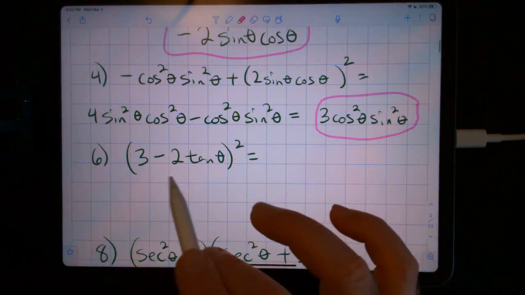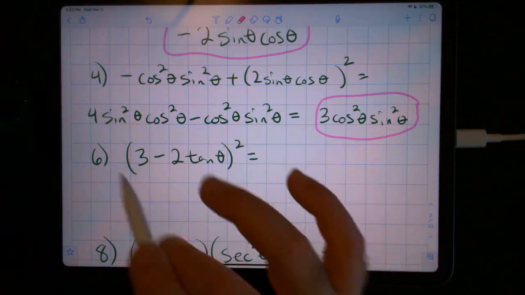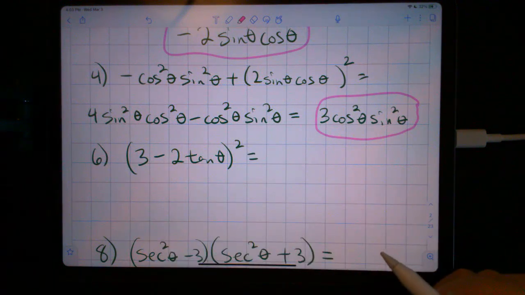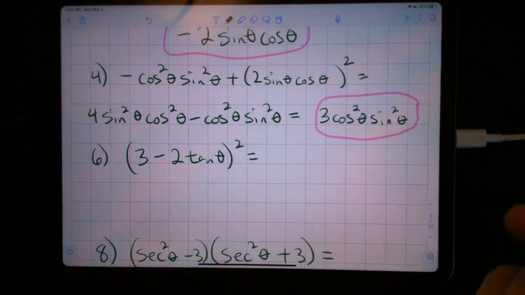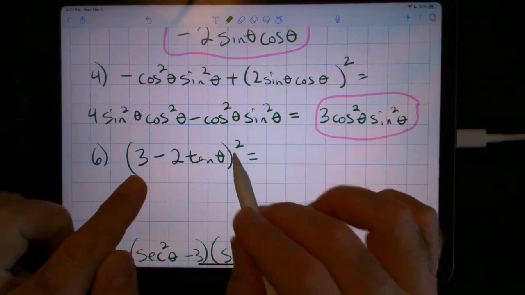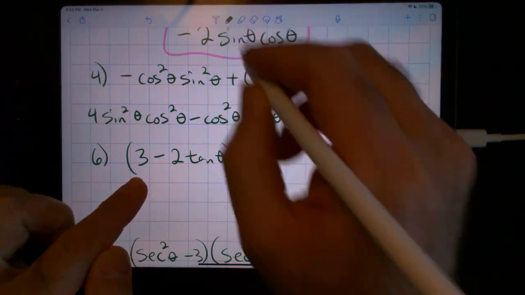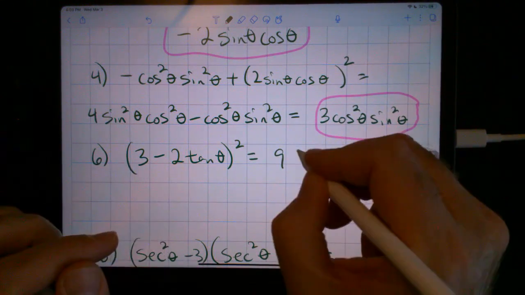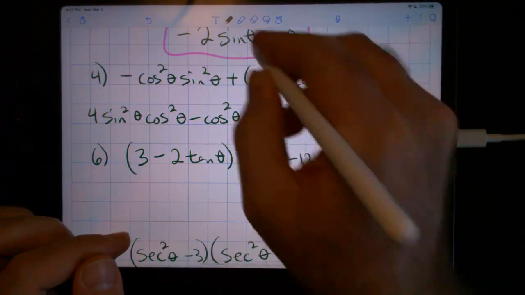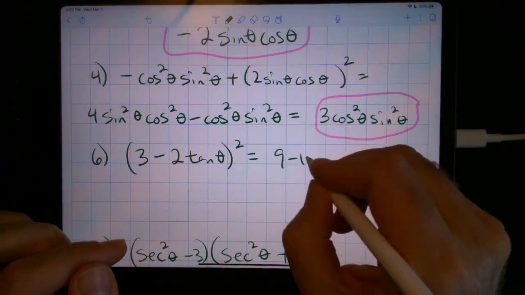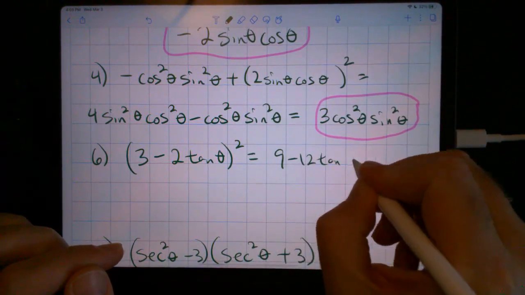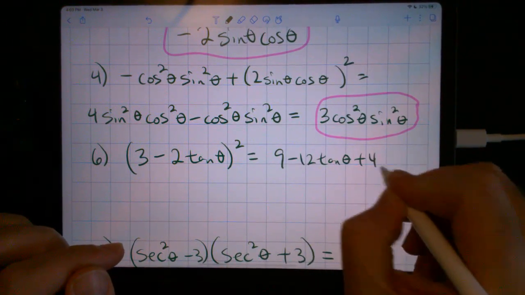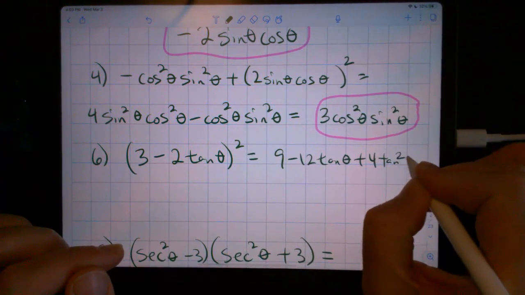Number 6, 3 minus 2 tangent theta all being squared. Okay, so if you're to use the binomial theorem, we're squaring it. So let's square the first. We have 9. And then we have minus 6 minus 6. That's minus 12 tangent. And then plus 4 tangent squared.